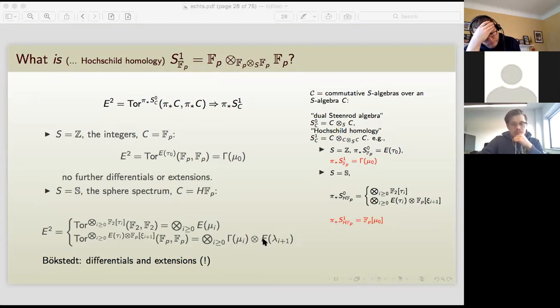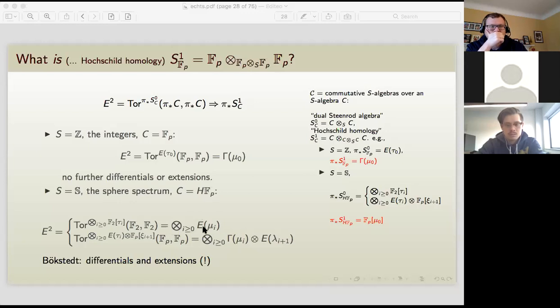And what will eventually happen is that these lambdas here, they are suspensions of the psi's that lived in the dual Steenrod algebra. And the mu's, they are suspensions of the taus that lived in the dual Steenrod algebra. And the lambdas here then conspire to kill all the divided power structure over here. And at the infinity page, I'm left with an answer that is just like in the P equals 2 case. So the infinity page looks exactly as what I've written in the P equals 2 case.